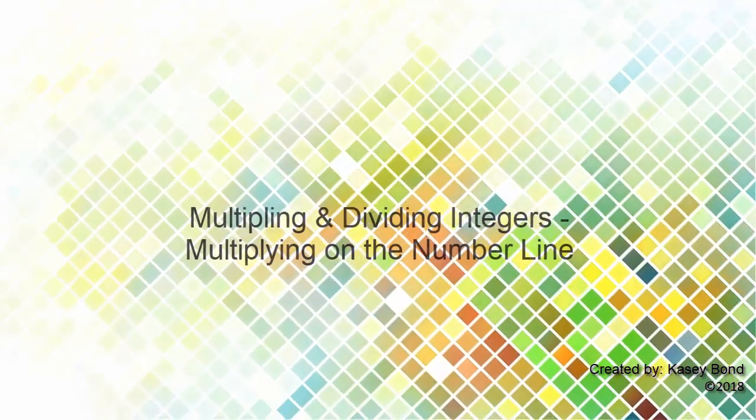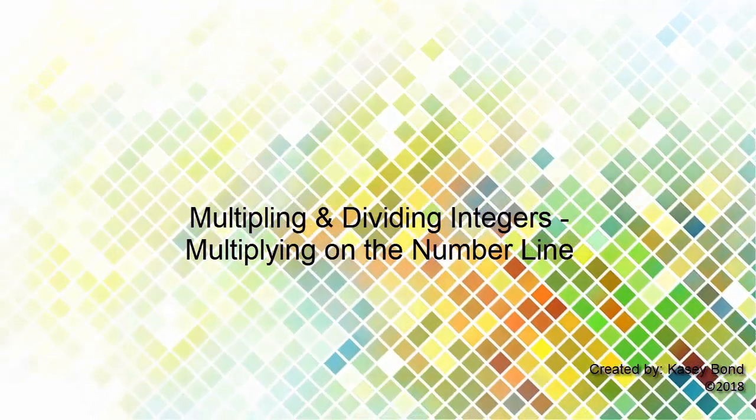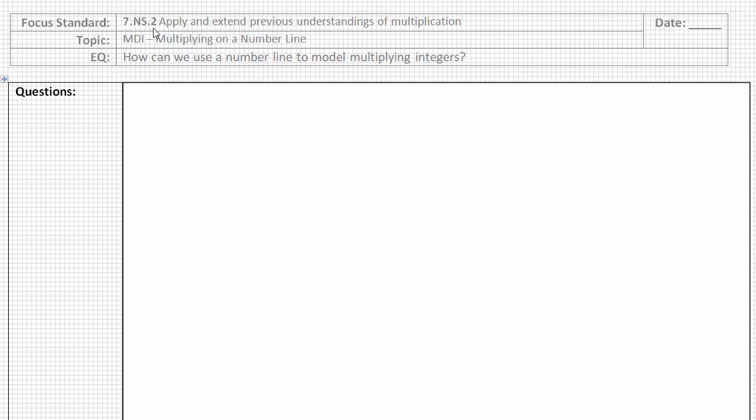Our focus standard for this lesson comes from Grade 7, Number Systems, Standard 2. Apply and extend previous understandings of multiplication. Our topic for this unit comes from our multiplying and dividing integers, multiplying on a number line. Our essential question is, how can we use a number line to model multiplying integers?